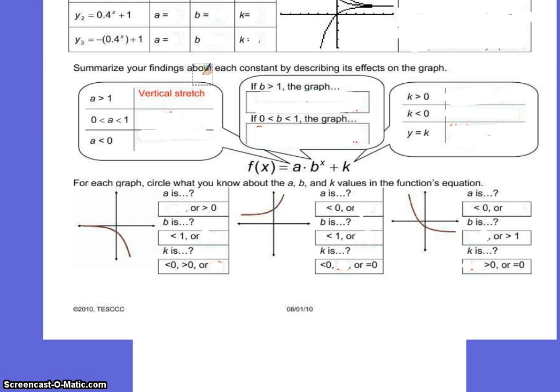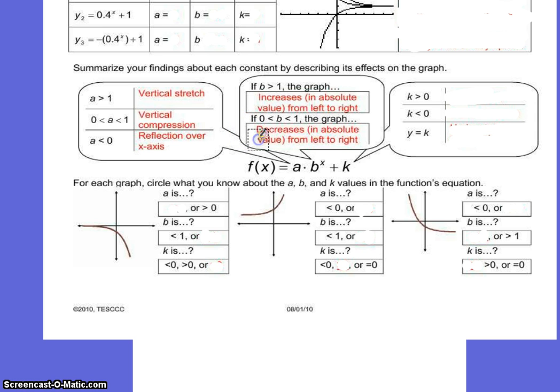What about when your A is in between 0 and 1? You have a vertical compression. And when your A is less than 0, which means it's negative, what does it do? It reflects over the x-axis. Now, if my B is greater than 1, then my graph is going to increase from left to right. And if it's in between 0 and 1, it's going to decrease from left to right. And don't worry, we're going to work plenty of these problems so you can really understand what that means.